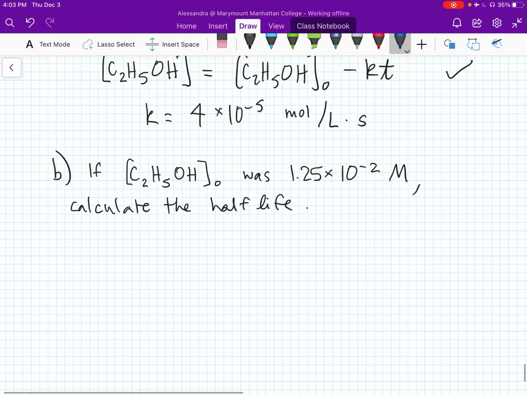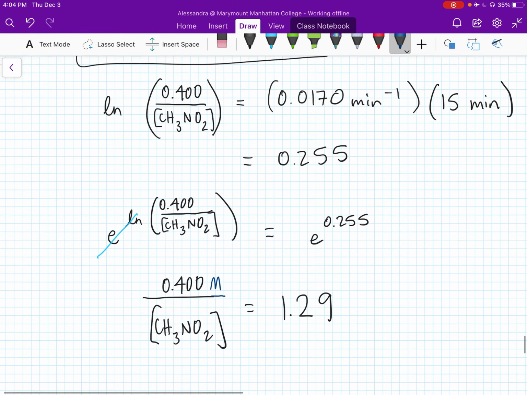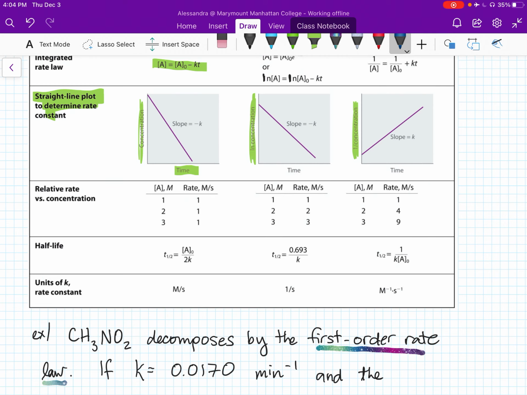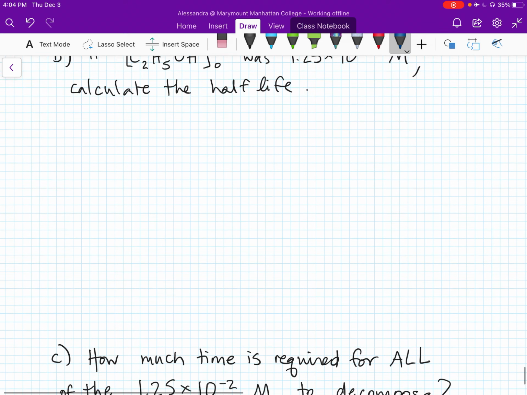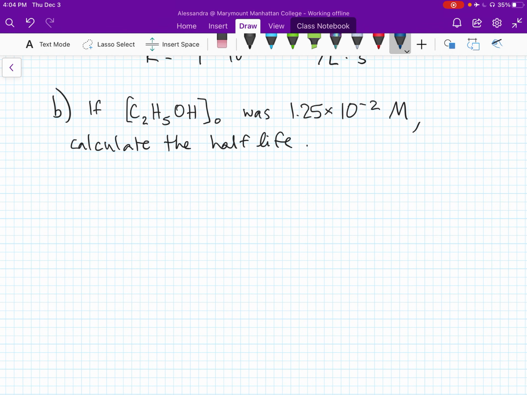I can do that part of the problem simply enough by looking up my rate law information. Now let's do some plugging in with actual data. In part B of this problem, I am asked, if the initial concentration of ethanol was 1.25 times 10 to the minus 2 molar, calculate the half-life. Okay, so I can also go up to my little cheat sheet to get the half-life for a zeroth order reaction. t1/2, the half-life, equals A0 over 2K. So let's use that expression to solve this problem.